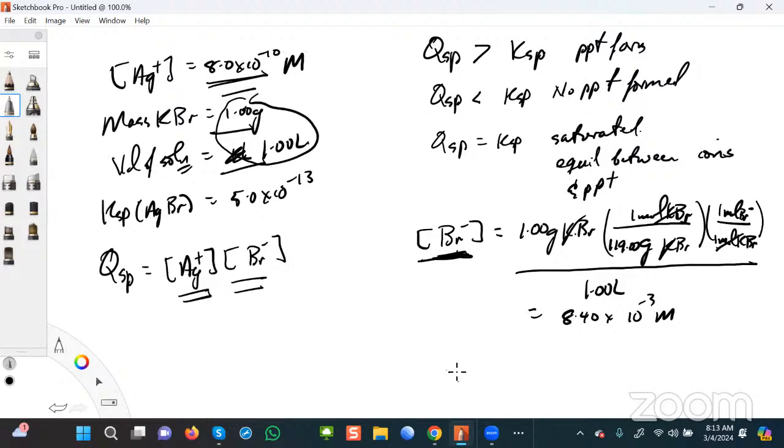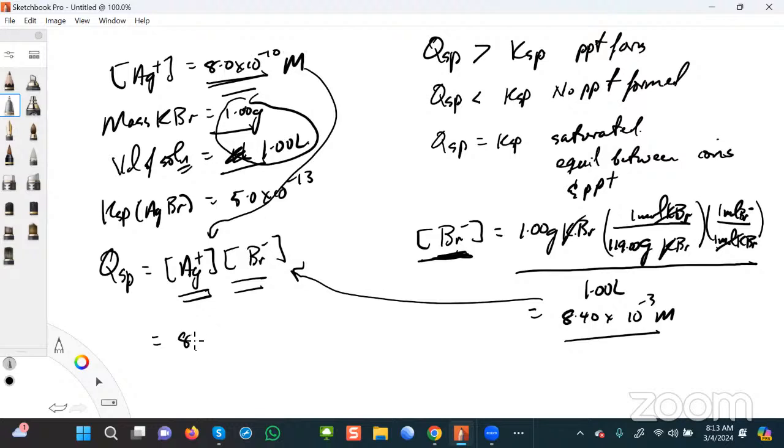So now that we have the concentration of the bromide ion, we can put that here, and we already have the concentration of the silver ions, which we can put here, right? So we're going to put 8.0 times 10 to the minus 10 multiplied by 8.40 times 10 to the minus 3. And that will give us a QSP. So let's see what that gives. 8 times 10 to the minus 10 multiplied by 8.40 times 10 to the minus 3. And according to my calculations, this gives you 6.7 times 10 to the minus 12.